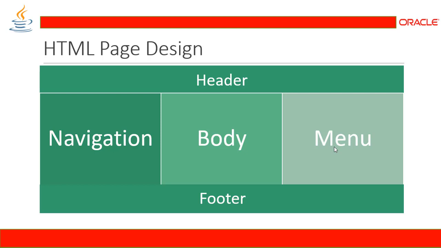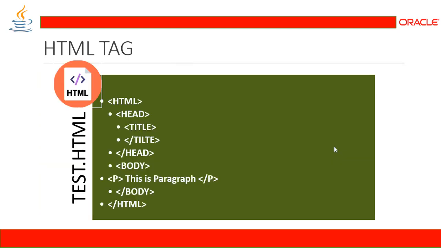We have footer, navigation, body, menu. Now these are the tags. HTML is a hypertext markup language, as we all know, and these are written in tags. All you need is to have tags and set them up, and follow the standards of this markup language accordingly.